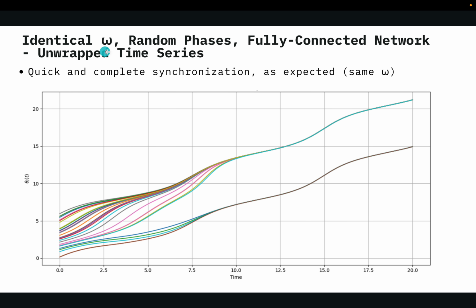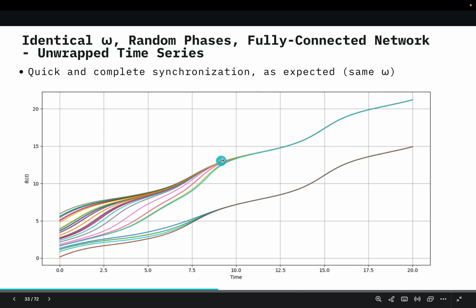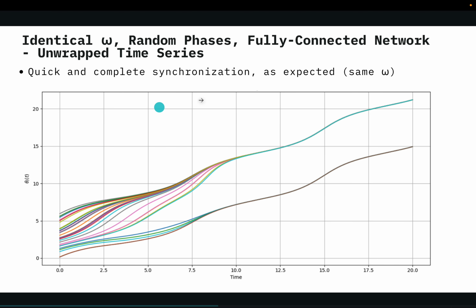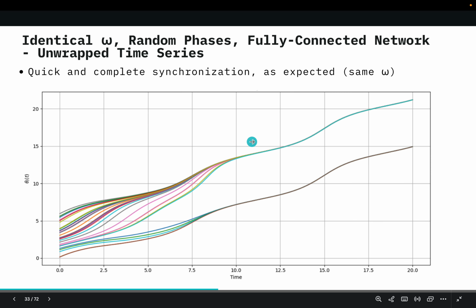Now we have identical omega. So now we are not drawing omega from our normal distribution. That means we reduce some randomness, and of course we would expect quick and complete synchronization. If all the frequencies were already identical at time t equals 0, then it completely synchronizes at 20 time steps. It's complete overlap between all the phases, as expected. And this is for a fully connected network. That's why it's a bit faster. And again, they all overlap completely.